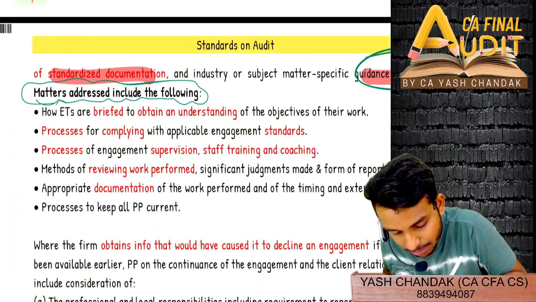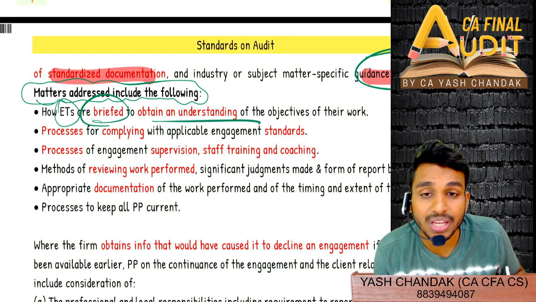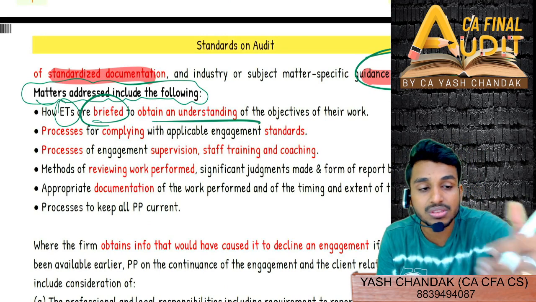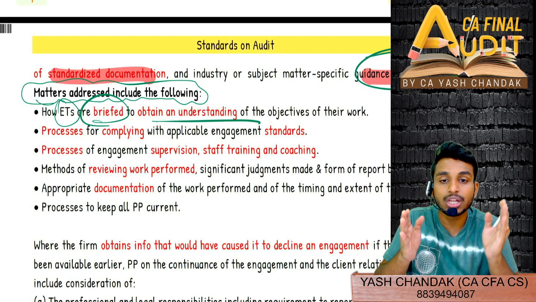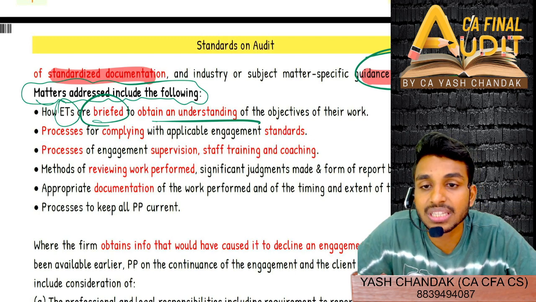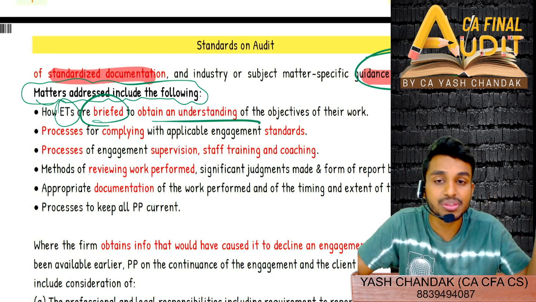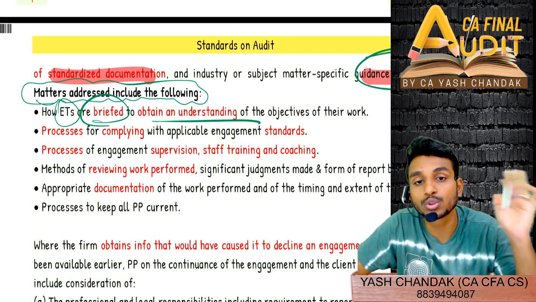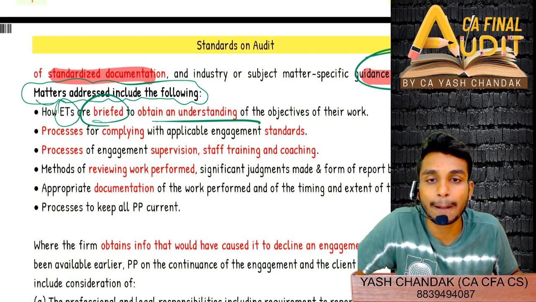We'll address how engagement teams are briefed to obtain an understanding of the objective of their work. How are they made aware of that? You have to do all this work. Are we making a proper audit plan, and in front of each and every task, is there a person responsible for completing it, and is he signing after completion, beside his name? The responsible person should sign so that he is made accountable for the work he has done, right?